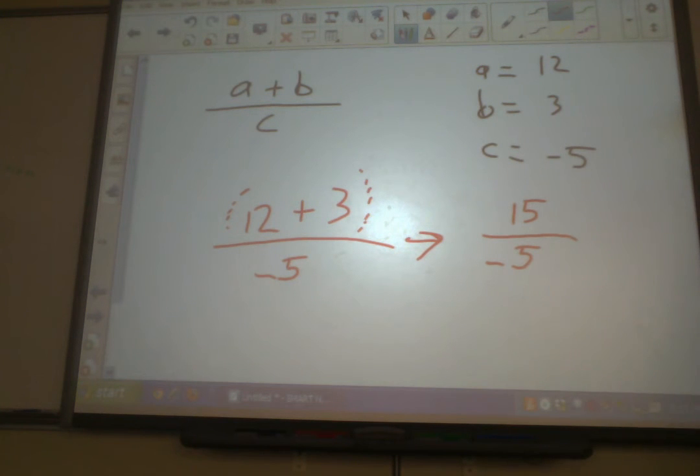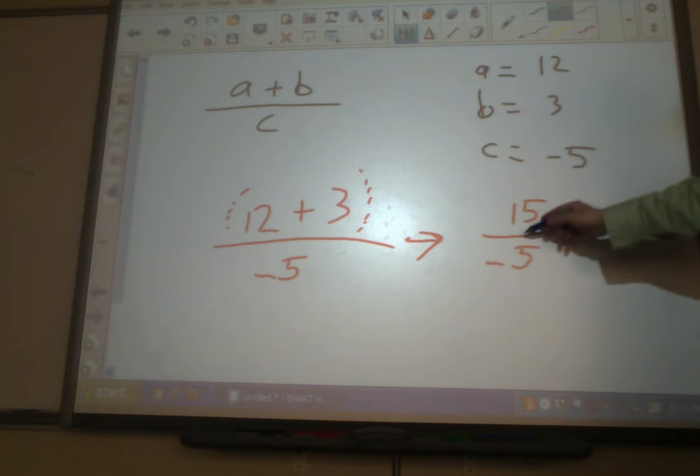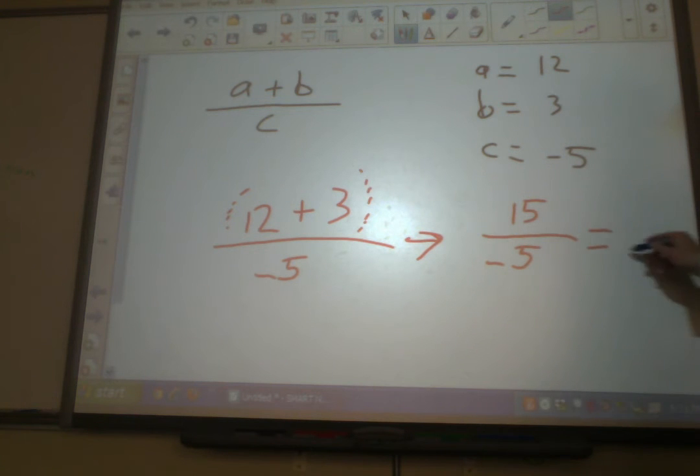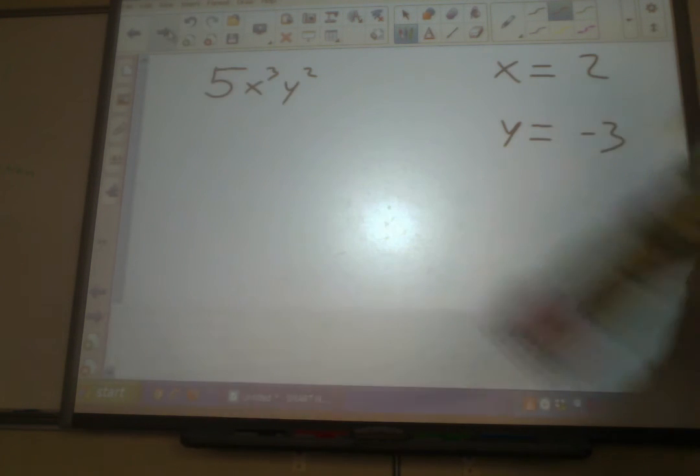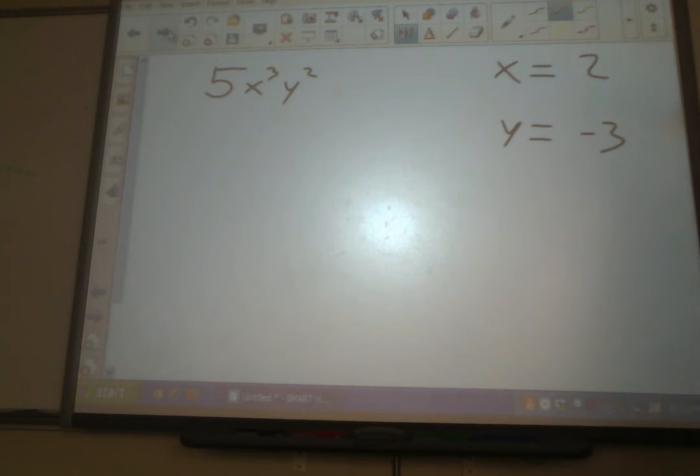And now we only have one operation left to do, and that's division. 15 divided by -5 equals -3. And there it is. We have evaluated the expression, and we found that it is -3. Okay? Let's just do one more. This is not going to be a long video, just a few examples. We've done things like this last year, even probably back in 5th grade you all did, so it's not new. We're just kind of refreshing ourselves on it.